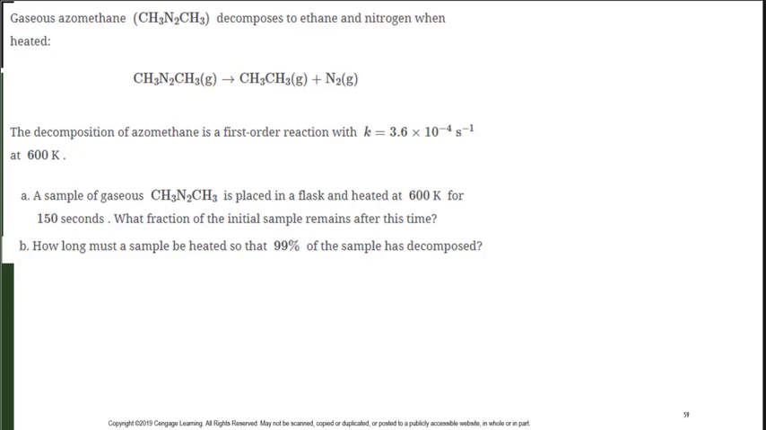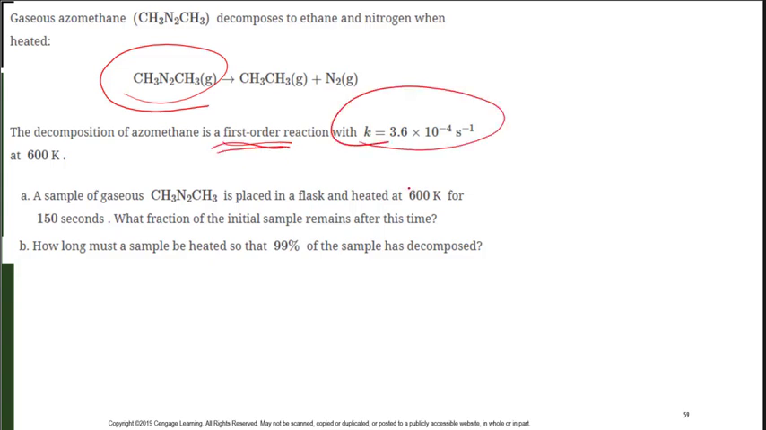Let's do one more for good measure. We have gaseous azomethane. It decomposes to ethane and nitrogen. So here's our azomethane. It's decomposing, and it is a first order reaction. We're told our K constant. We have a sample of it that's placed in a flask and heated for 150 seconds. So that's our time. What fraction of the initial sample remains after this time? And how long must it be heated so that 99% of the sample has decomposed? Let's see what we can set up here.